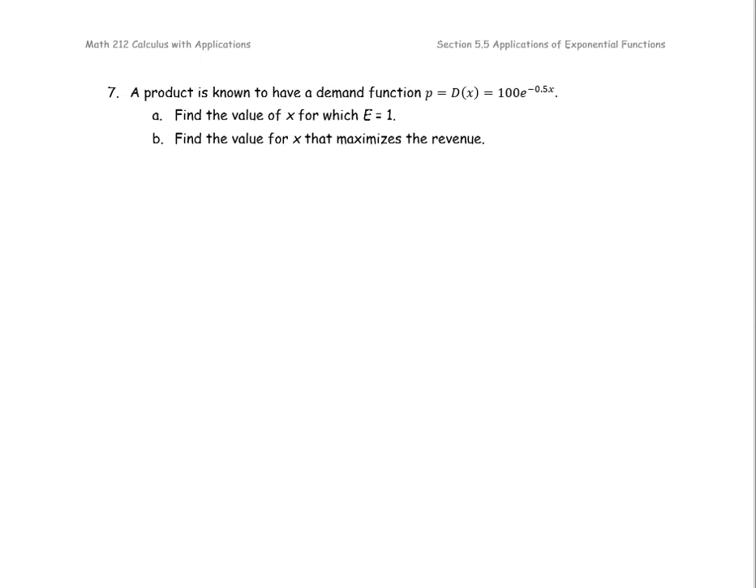A product is known to have a demand function D(x) equals 100 times e to the power negative 0.5x. Part A, we're going to find the value x for which E equals 1. And part B, find the value x that maximizes the revenue.